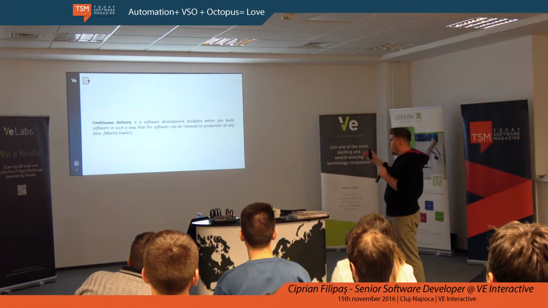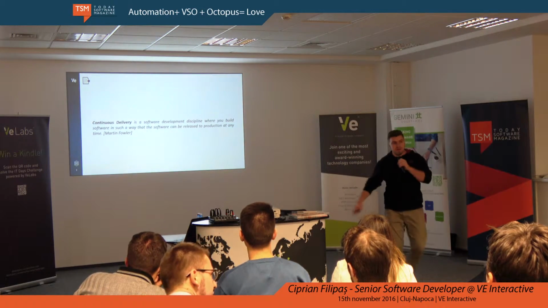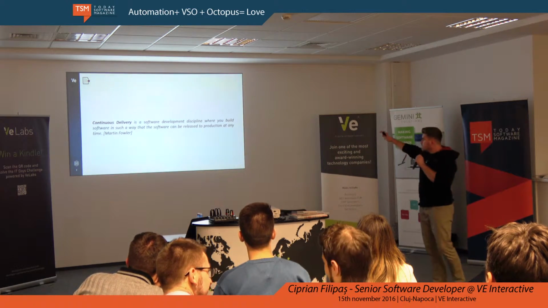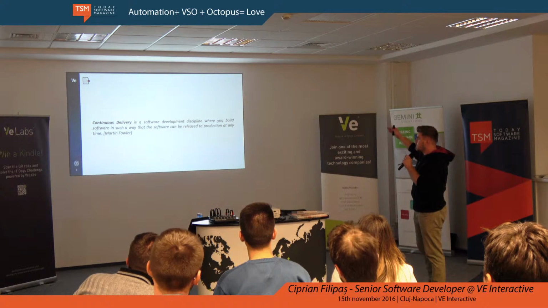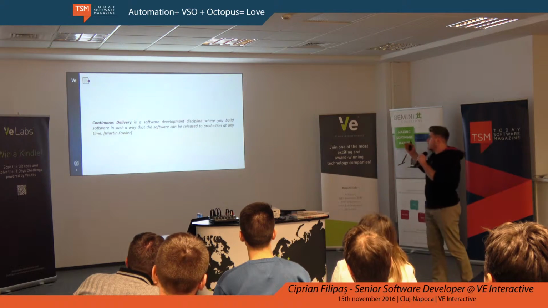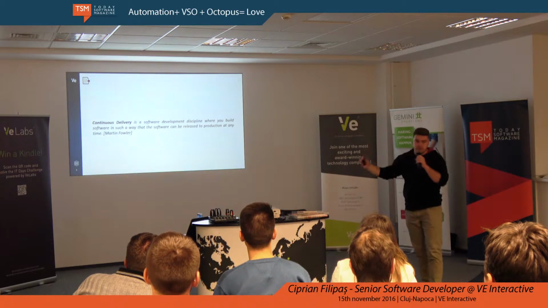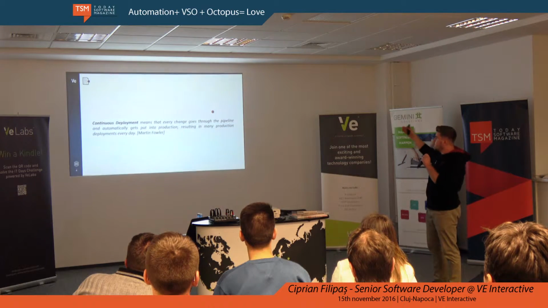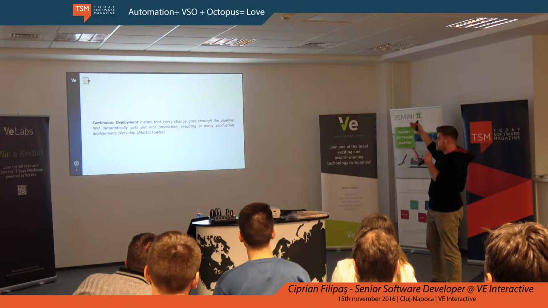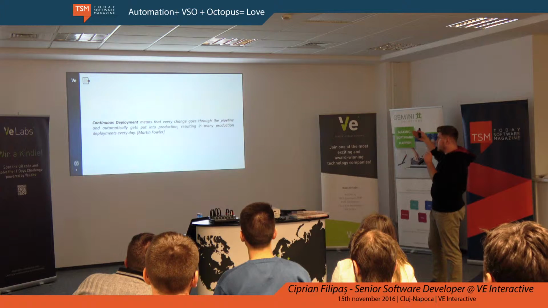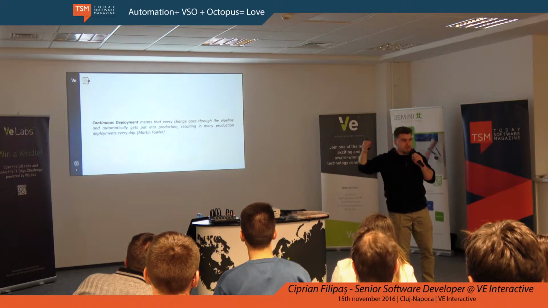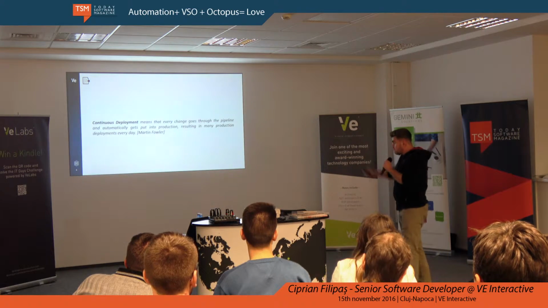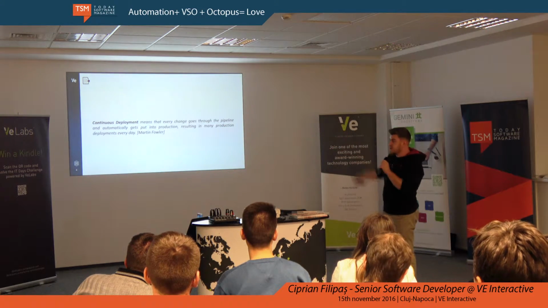I'm Filipaș, I'm a technical lead in Interactive, and this is related to continuous delivery and continuous deployment. So, what is continuous delivery? This is from Martin Fowler's blog, right? It's not something I wrote. It's a software development discipline where you build software in such a way that the software can be released to production at any given time, right? In contrast to continuous deployments, which is every change goes to the pipeline and automatically gets into production, resulting in many deployments each day. We don't really want that in every single project, right? But we're going to try to achieve this with the tool stack that I'm going to present.